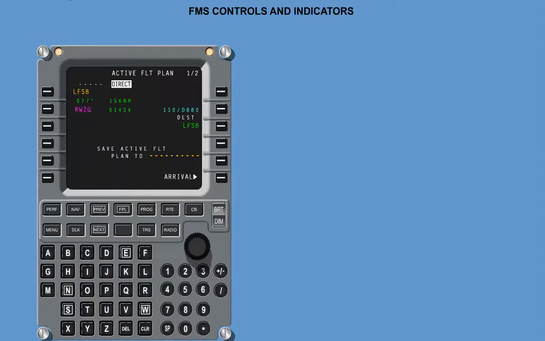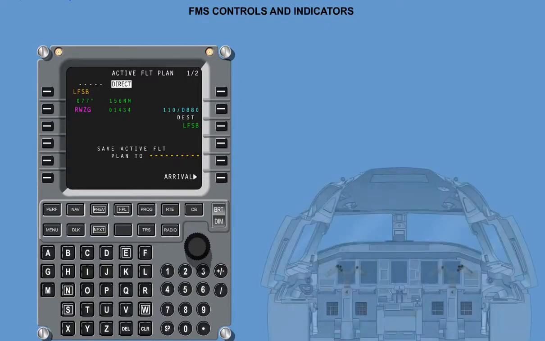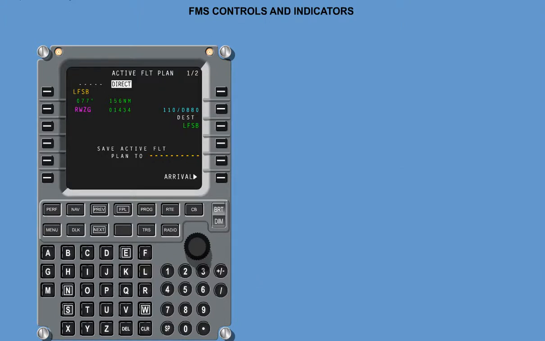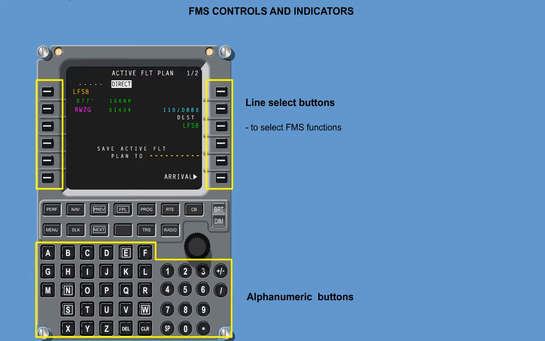FMS controls and indicators. Multifunction Control Display Unit, MCDU. The MCDUs are installed on the central console located next to each crew member seat and are easily accessible and readable. Line Select buttons. There are two line select keys on the MCDU to select FMS functions. They are used in conjunction with the alphanumeric buttons.